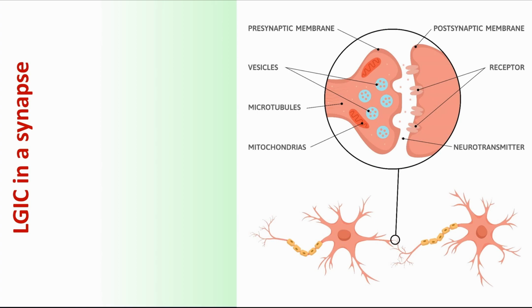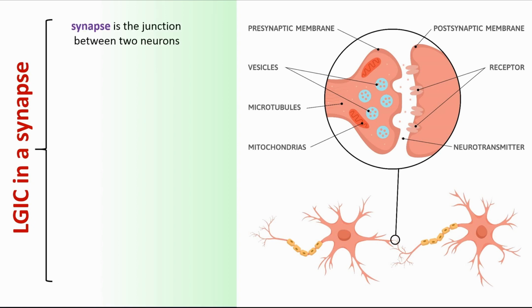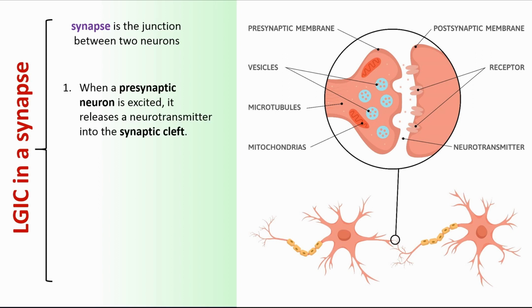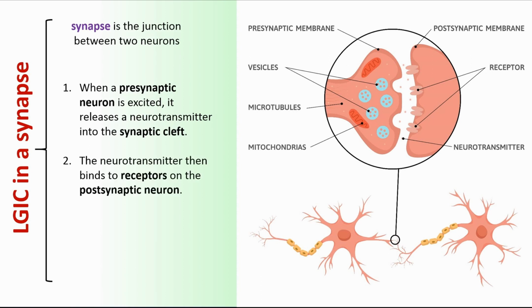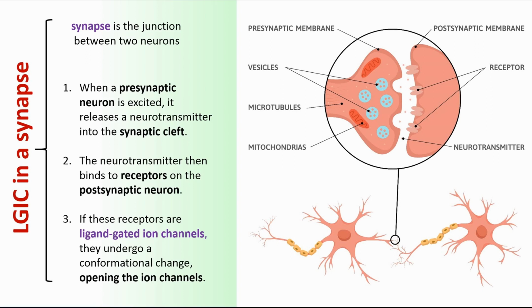LGIC in a synapse. Synapse is the junction between two neurons. When a presynaptic neuron is excited, it releases a neurotransmitter into the synaptic cleft. The neurotransmitter then binds to receptors on the postsynaptic neuron. If these receptors are ligand-gated ion channels, they undergo a conformational change, opening the ion channels.